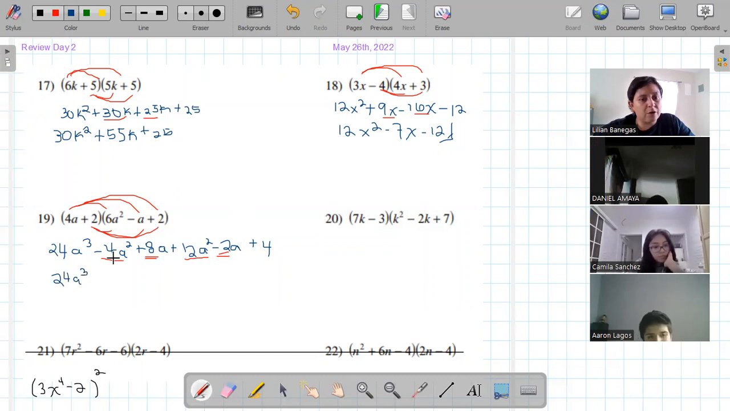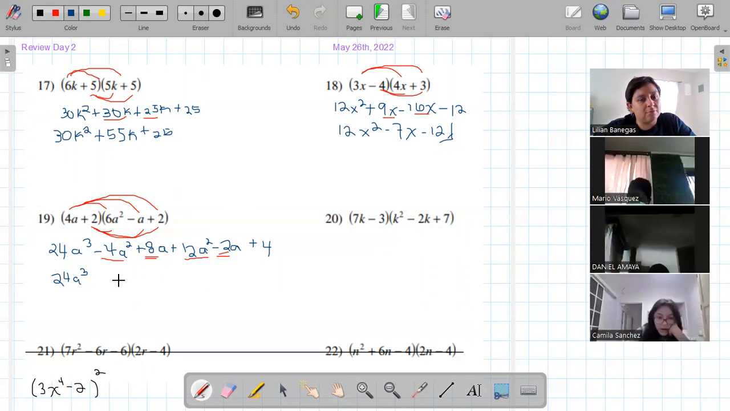How much is negative 4a squared plus 12a squared? 8. Negative what? Negative 4. Are you sure? Negative 4a squared plus 12a squared is 8a squared. Very good. 8a to what power? To the 2nd power.